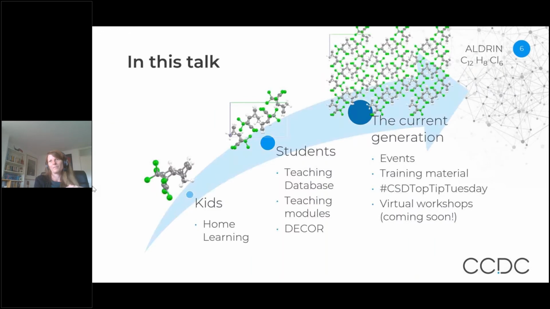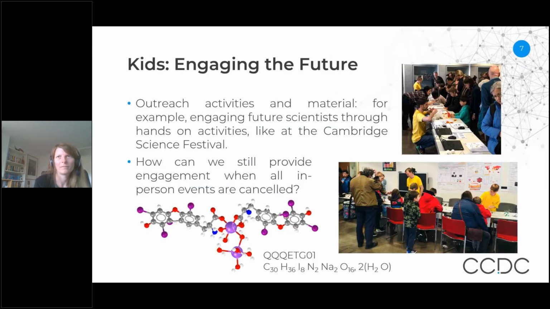We will see the resources that we have for kids, for example, the home learning, and then for students, such as teaching database, teaching module, and soon we'll have decor, and then what we're doing for the current generation, our community, with events and training materials. As you can see, I, of course, had to represent these 3 stages with crystals. So kids represent the future generation of scientists and crystallographers.